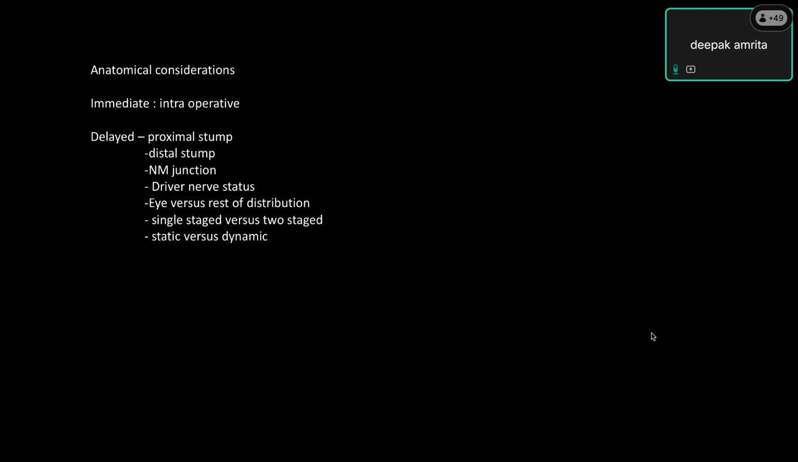Now, as I mentioned, the neuromuscular junction depends totally on time. If it is 12 months to 18 months, we can still think of it after doing EMG and biopsies. But if that is not possible, we have to think of doing a free functioning muscle transfer. Now, the donor nerves, I mentioned about the facial nerve, but we have other nerves like the mesenteric nerve and hypoglossal nerve. Again, both of these I would reserve for the mid and lower face, and I would not use it for the eye. That is why I said eye versus rest of distribution.